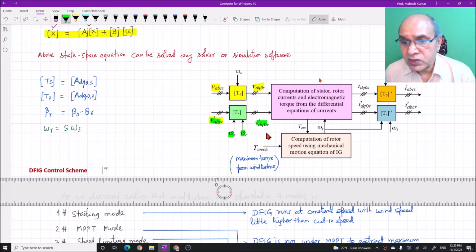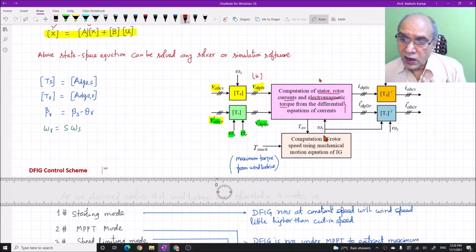Now these voltages go as the input variables, so these actually form the U matrix. Then we compute the stator and rotor currents here, and also the electromagnetic torque, using these differential equations. What is the output of that? The output of that is Idq0s and Idq0r dash.